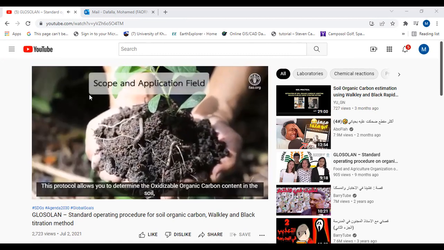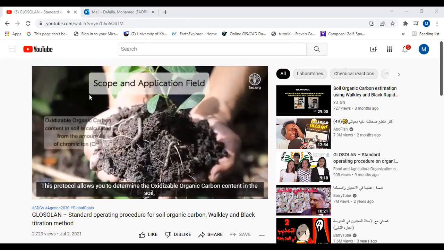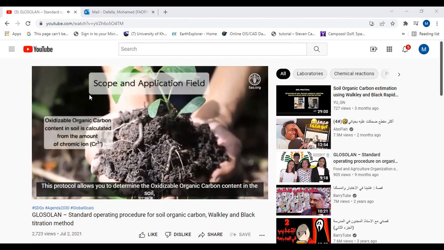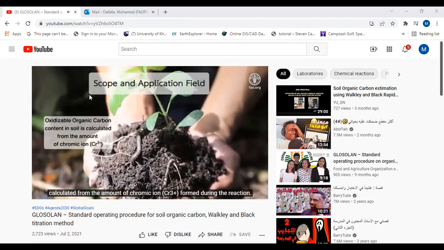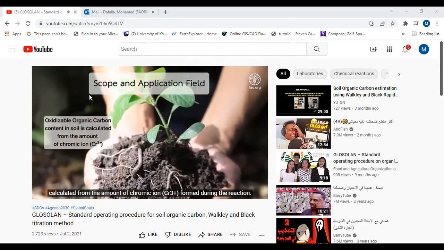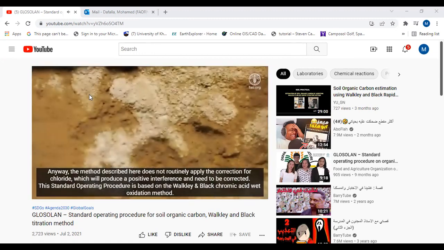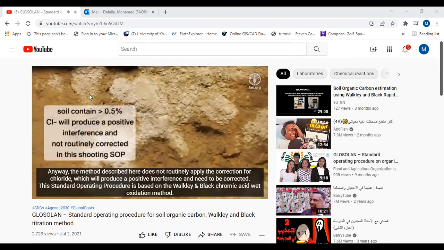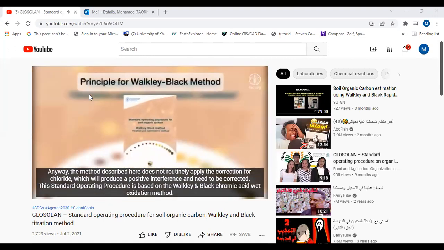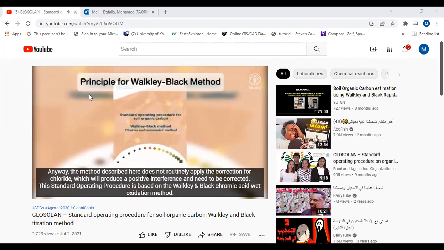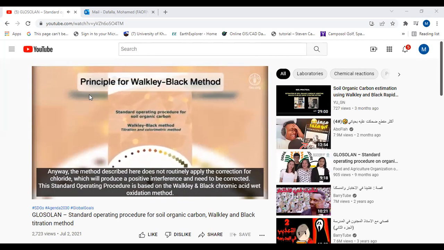This protocol allows you to determine the oxidizable organic carbon content in soil, calculated from the amount of chromic ion formed during the reaction. The method described here does not routinely apply correction for chloride, which will produce a positive interference. This standard operating procedure is based on the Walkley and Black chromic acid wet oxidation method.